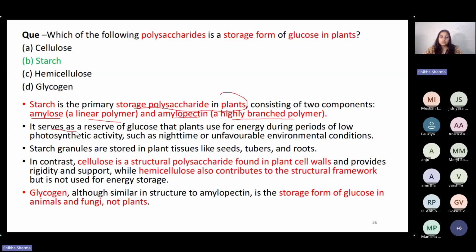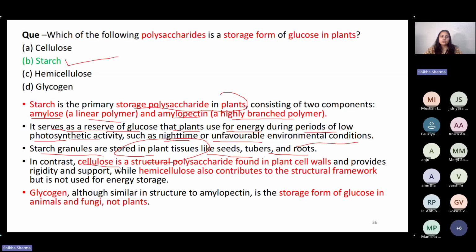So this starch serves as a reserve for glucose in the plants and is used for energy during the periods of low photosynthetic activity, such as the night time or unfavorable environmental conditions. Starch granules are stored in plant tissues like the seeds, tubers, and the roots, and they act as a storage polysaccharide.